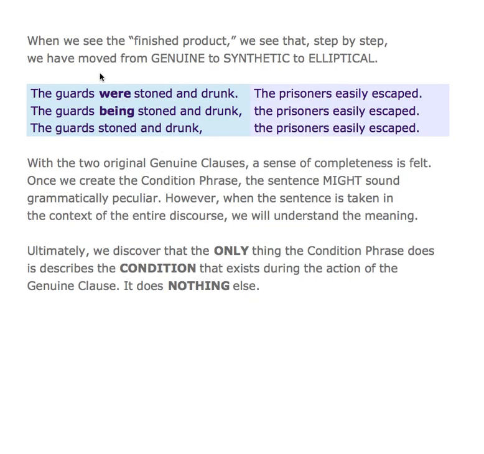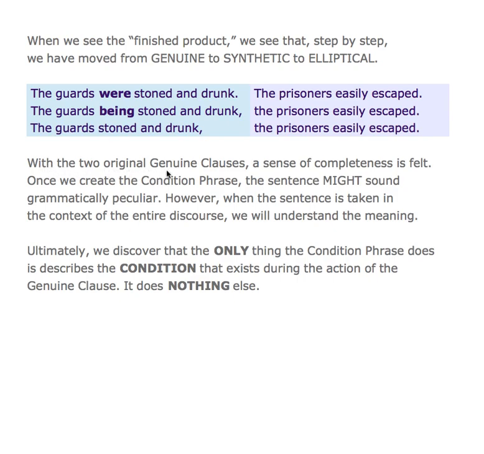When we see the finished product, we see that step by step, we have moved from genuine to synthetic to elliptical. So we have our genuine, all right, flavor here, our genuine setup. Then we have the synthetic. You now have a condition phrase that's synthetic. It can't stand by itself. It has to be hooked to something. All right. Then you finally have the finished version. The guards stoned and drunk. The prisoner easily escaped. So you have the guards stoned and drunk, and that's your condition phrase.